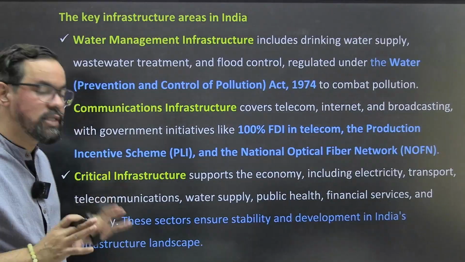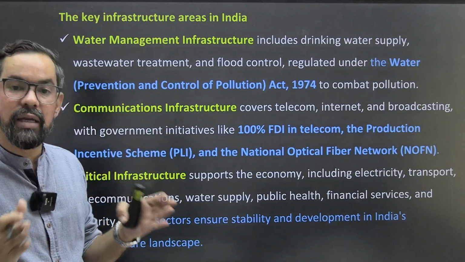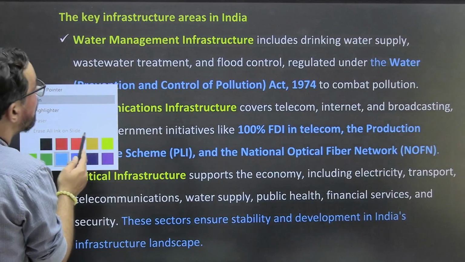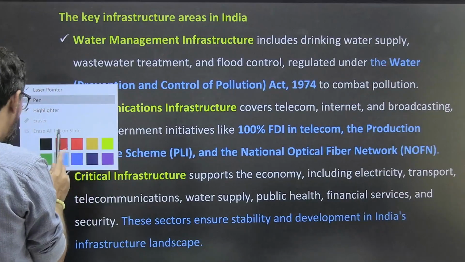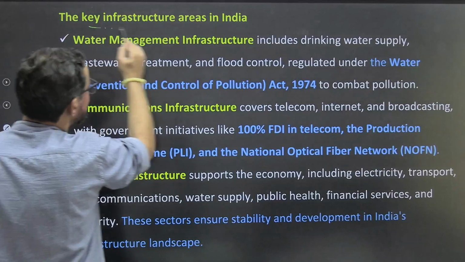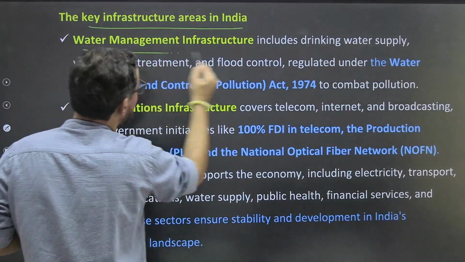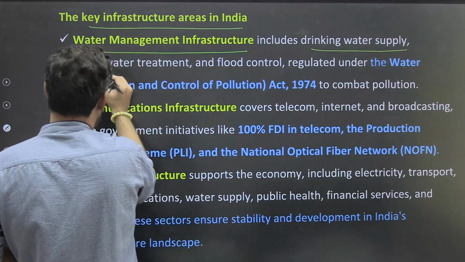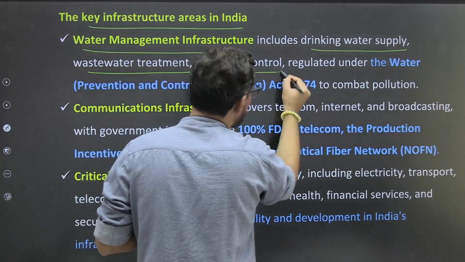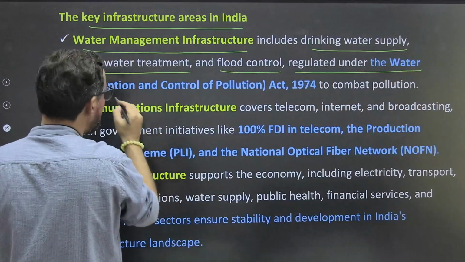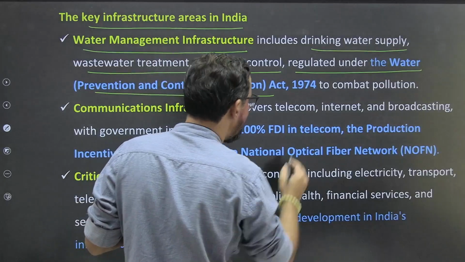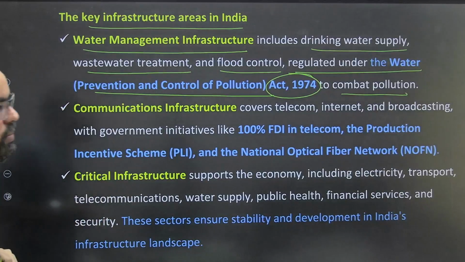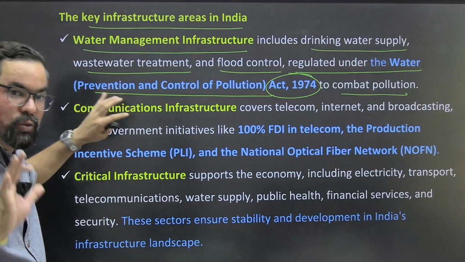Very basic. Now let's have a look at the basic categorization and the development under this domain. Key infrastructure areas in India: we have water management infrastructure, which includes drinking water supply, wastewater treatment, and flood control, regulated under the Water Prevention and Control of Pollution Act 1974 to combat pollution. Please do revise this data.